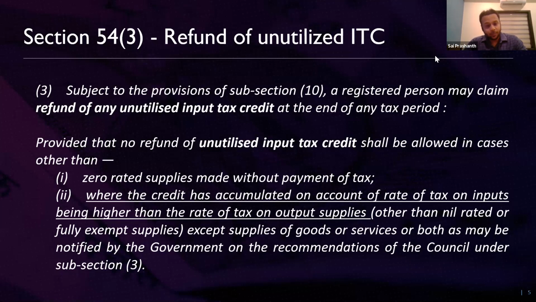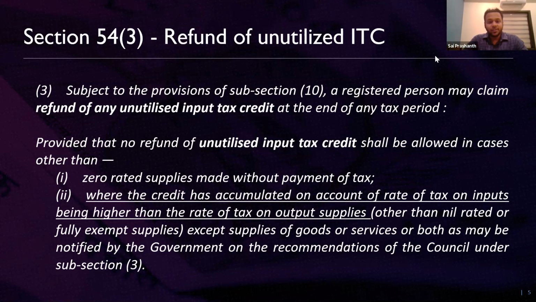On the other hand, the department relies on the underlined portion, which is the second point of the proviso, where they say where the credit has accumulated on account of rate of tax on inputs being higher than that on the output supplies. The department says the legislature has used the terminology only inputs in the proviso, and therefore the entire inverted duty structure mechanism is limited only to inputs, and input services are not envisaged under the ambit of 54(3) at all. So this was how the department argued.